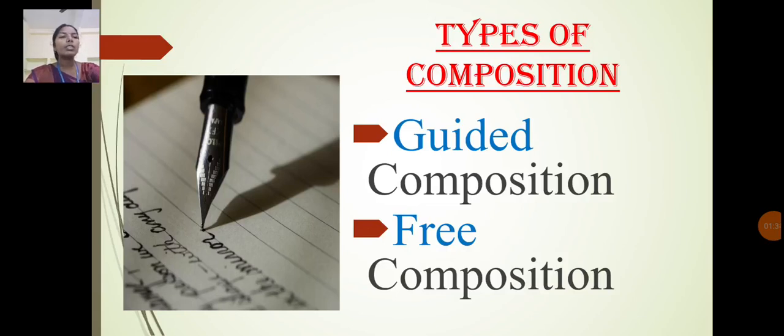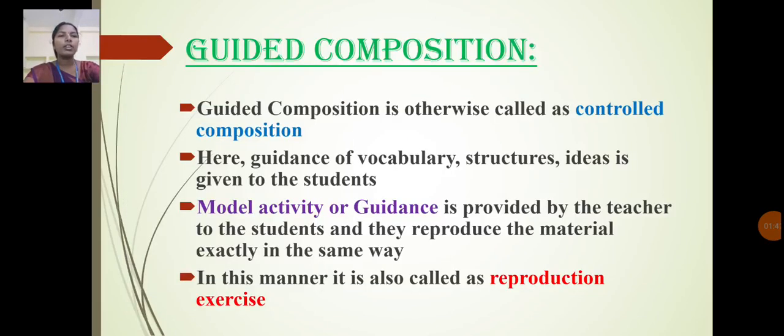And then let's move on to the types of composition. So there are two types of composition. They are guided composition and free composition. Guided composition is otherwise called controlled composition, and here guidance of vocabulary, structures, ideas is given to the students, and the model activity or guidance is provided by the teacher to the students and they reproduce the material exactly in the same way. In this manner it is also called the reproduction exercise. So guided composition is otherwise called reproduction exercise.